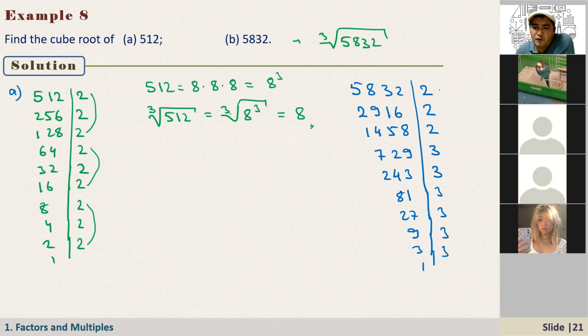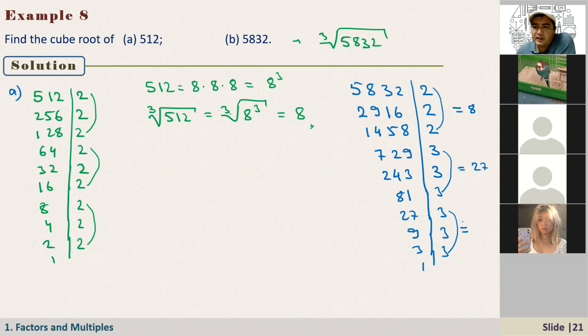So now if you group this in 3s, the first three 2s are one group. The second three 3s are one group. And the third three 3s are one group, right? That is how we are finding the cube root of a number. So what is this? 2 times 2 times 2 is equal to 8. 3 times 3 times 3 is equal to 27.